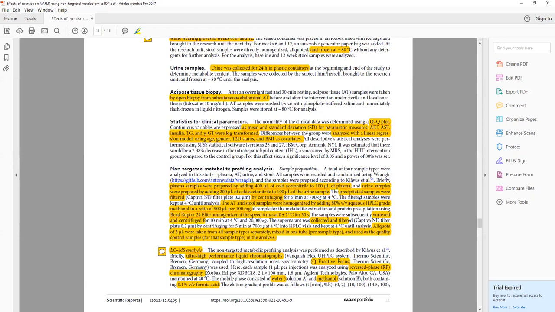So the precipitated samples were then filtered by centrifugation. So they run it through a filter and centrifuge so that they can get rid of all the proteins. The adipose tissue or the fat tissue and the stool were homogenized by adding methanol in a ratio. This is also important.